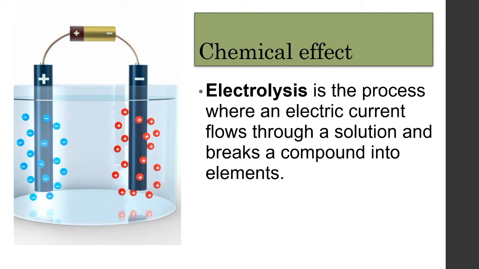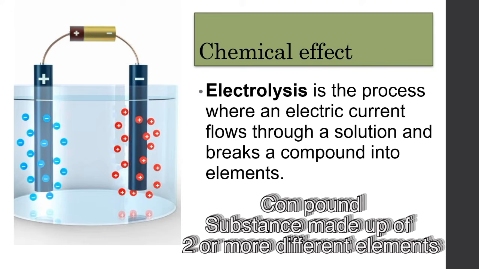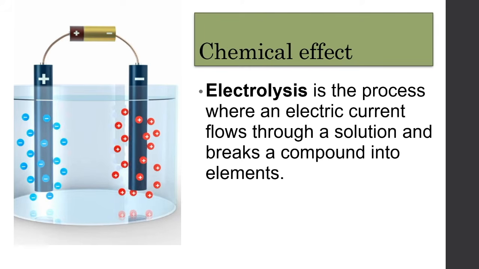The process of electrolysis can be explained as when an electric current flows through a solution and breaks a compound into elements. If we go back to what a compound is, it is a substance made up of two or more elements that have chemically bonded or reacted with one another. So in this section, for electrolysis, we are taking a compound and allowing an electric current to flow through to break up that compound into the separate elements that make up the compound.